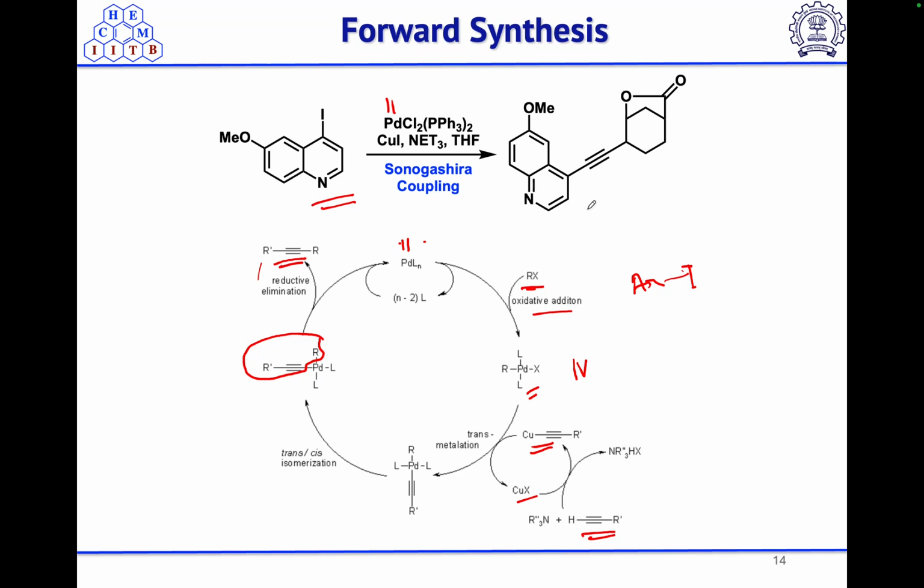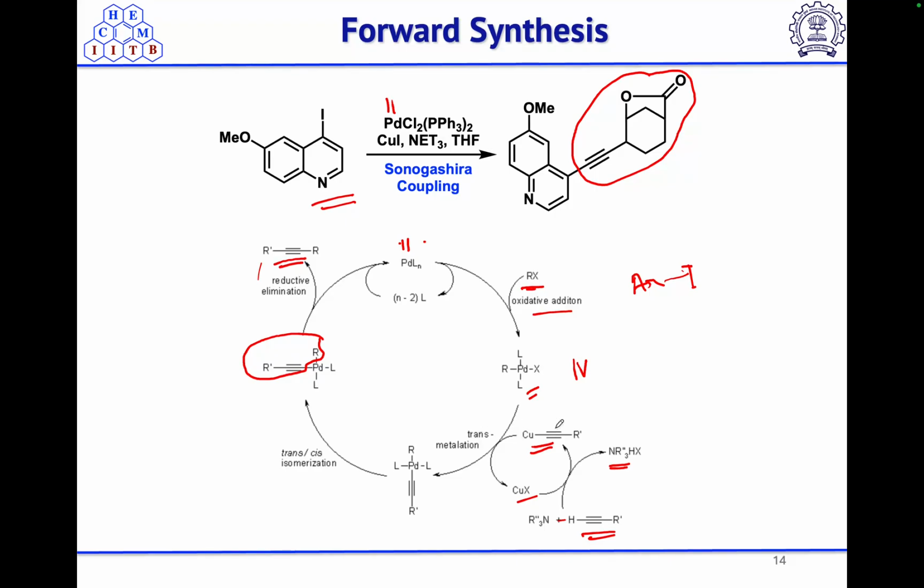Now what about this alkyne partner? We were having this alkyne partner, right? If you remember, this is having a CH. Now triethylamine is capable enough to abstract this sp CH proton, and it will give this tertiary amine salt. Also, copper iodide we have taken here, so this copper and this C bond will form.